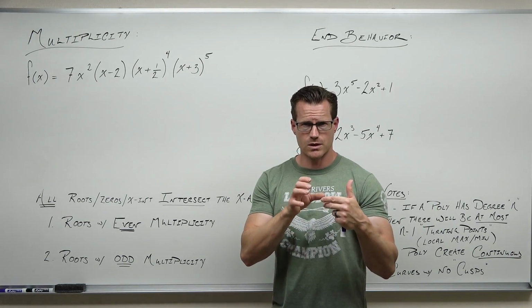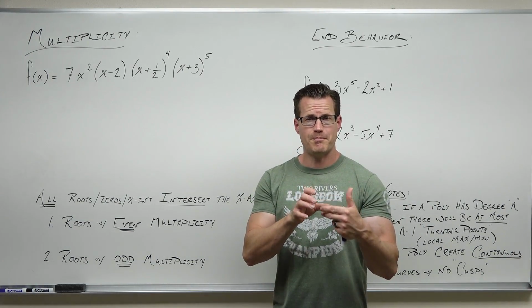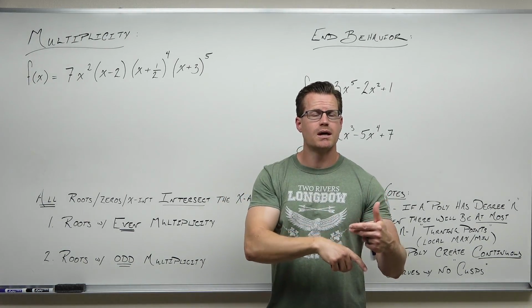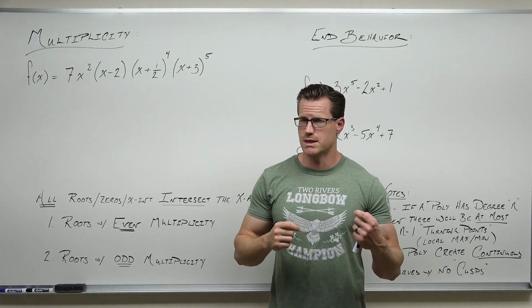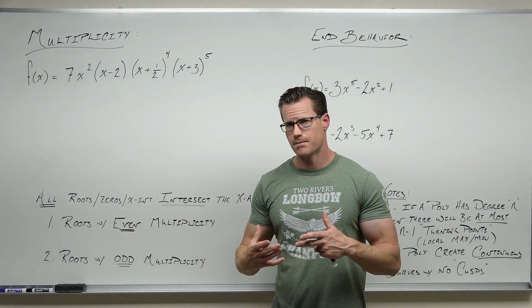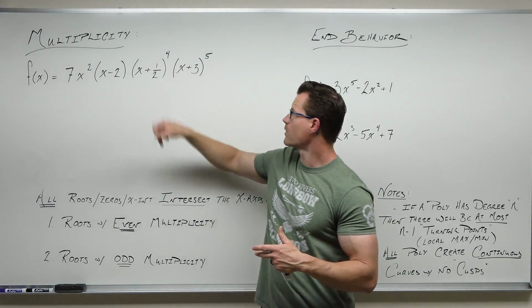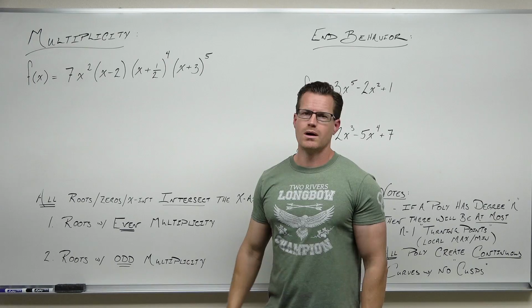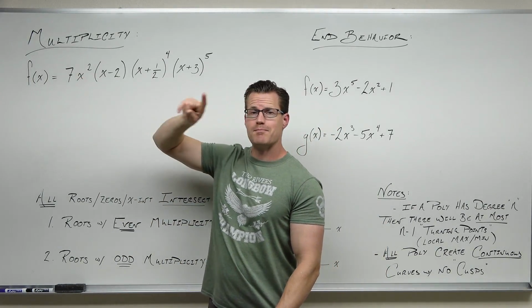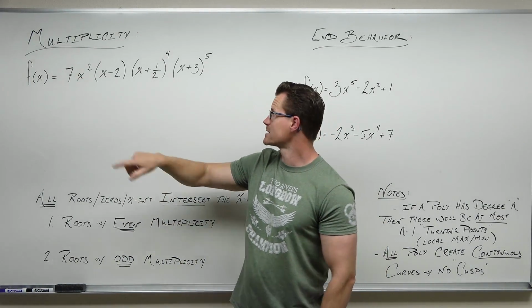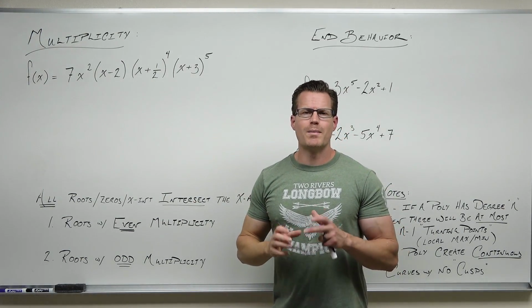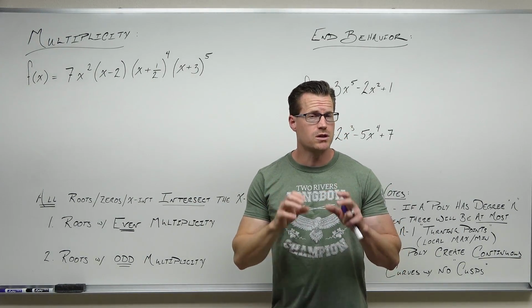What that 0 is going to do, it's going to either bounce or touch the x-axis, or it's going to cross it, depending on what your multiplicity is, whether it's even, 2, 4, or odd, 1, 5. You can say right now that this 0 is going to create a bounce or a touch on the x-axis. So is this one. That's a cross, that's a cross. Why? I'm about to explain that to you, but that's what's going to happen.